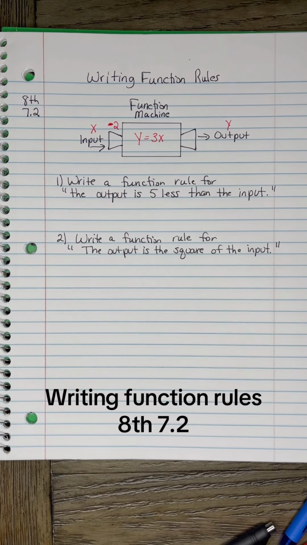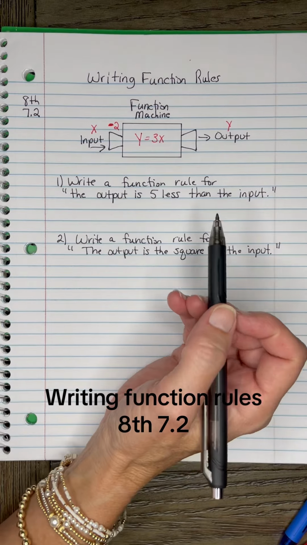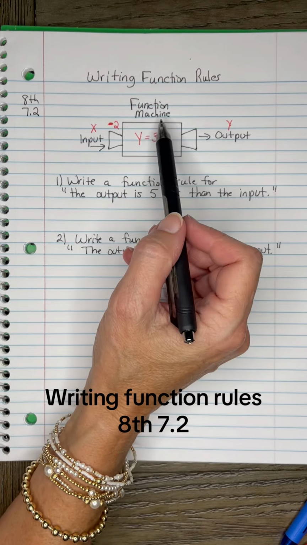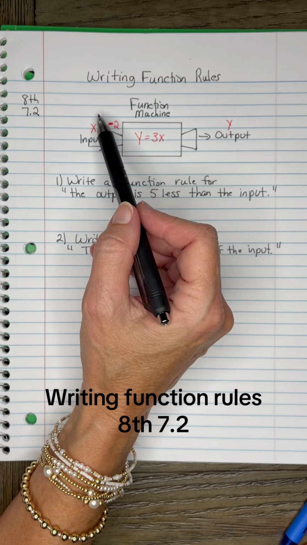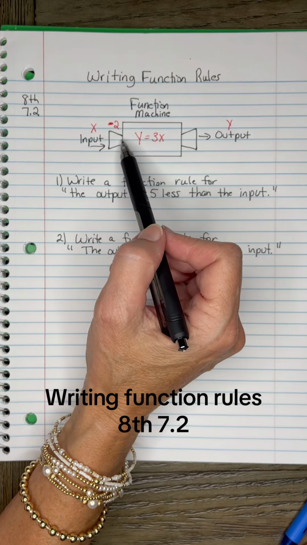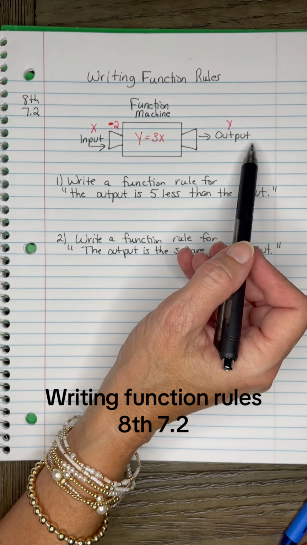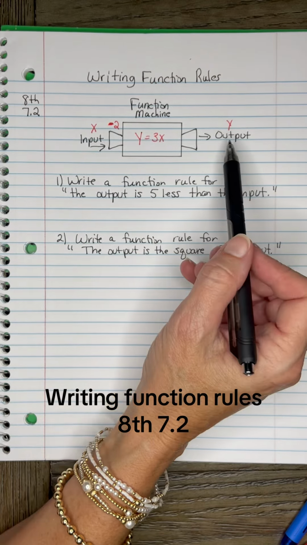Okay, we're going to write some function rules. Before we do that, let's talk about something called a function machine. We've talked about inputs and outputs. A function machine is when you take an x, you put it into the function machine, some math happens to it, and then it spits out an answer, which is an output. So we put in an input, we get an output.